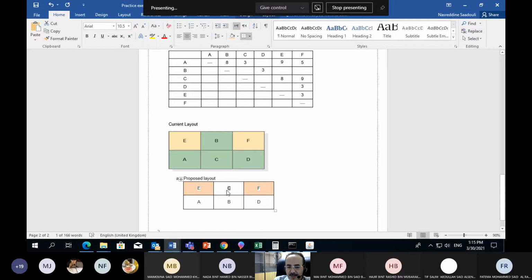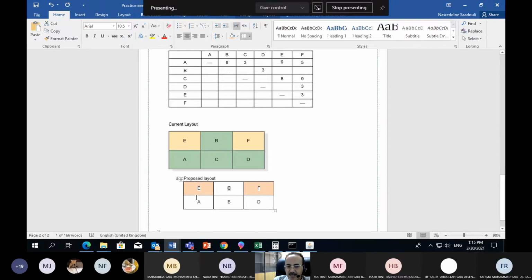This makes sure that C is closest to E and closest to F. Why? Because it has high closeness factors with F and with E. When you look at department C, the closeness factor is high with E and high with F. This is therefore a very good location for C, because it's the closest to both of them, E and F.